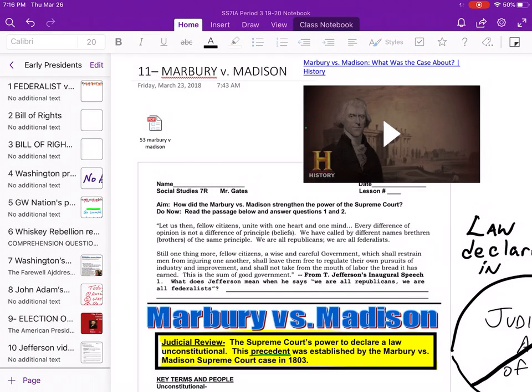I sent the Remind this morning letting you know that worksheet number 11 is in the OneNote content library. You're looking at the worksheet right here. It's titled Marbury versus Madison. I'll explain today's lesson in a moment.